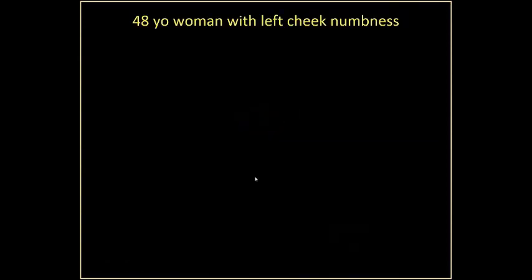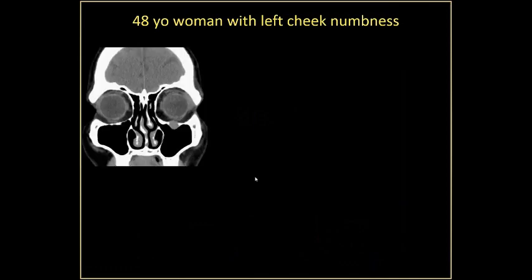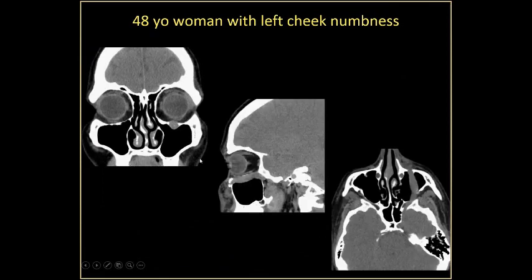So this was a 48-year-old woman with left cheek numbness. So here's the first image, a coronal image through the face. And you'll note that we have this lesion here along the inferior orbital floor. Now, here are some reconstructions, a sagittal and an axial. On the sagittal, you can see that this lesion extends linearly, posteriorly. And this is along the course of the infraorbital nerve.